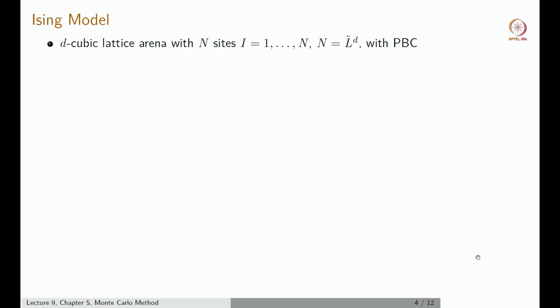Okay, so let's start with the Ising model on a d-dimensional cubic lattice arena. So I have N sites, and you can think of N as L tilde to the d, so it's like a cube of side L tilde in units of lattice spacing with periodic boundary conditions, right? So for the configurations of the spin, you define a spin variable at every site, and that will tell you one of the spin configurations.